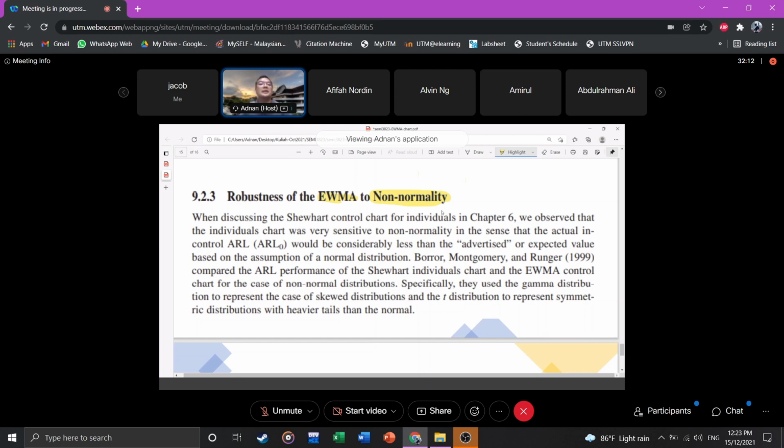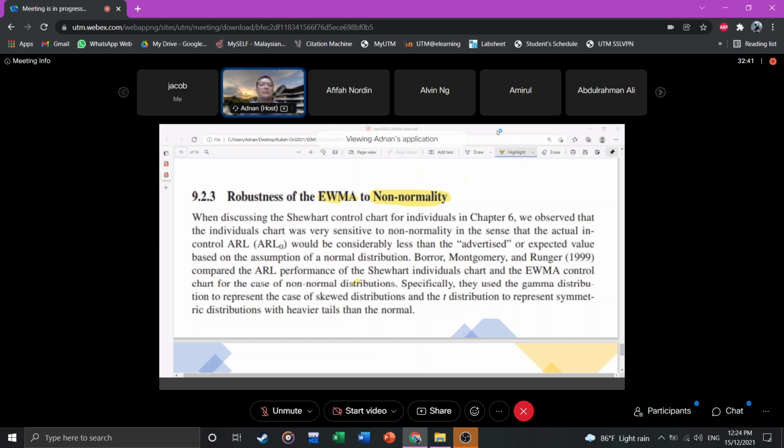Why is my screen not showing? Okay, I got it here. You can see the slide, right? As I just mentioned, this UMA can be used in the case of non-normality. It's quite robust.